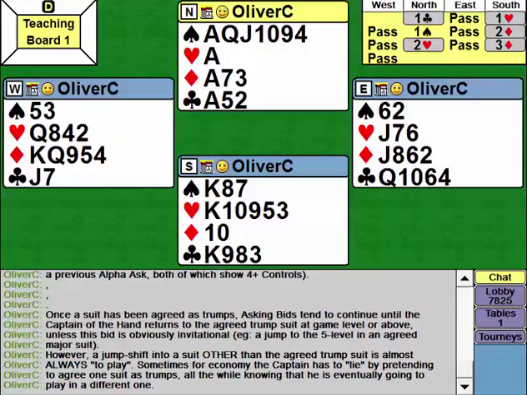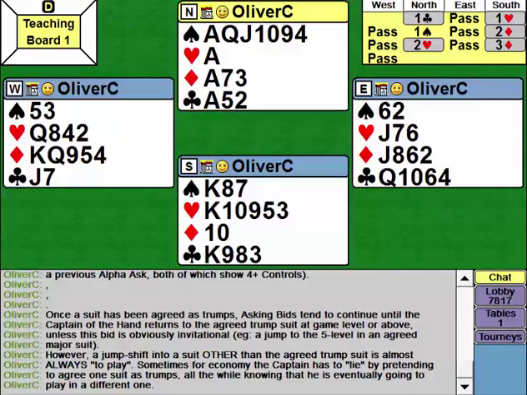And as I've said there, that is all almost always to play. If you jump shift into a new suit, or having agreed one suit, you jump shift into a different suit, it won't be an asking bid, because we would never jump shift for an asking bid later in the sequence. It's just not necessary. So sometimes, for economy, the captain might lie by pretending to agree one suit as trumps, while all the while knowing that they're actually intending to play in something different. And that's a perfectly acceptable mechanism or strategy to use, as long as you leave yourself enough space to do it.